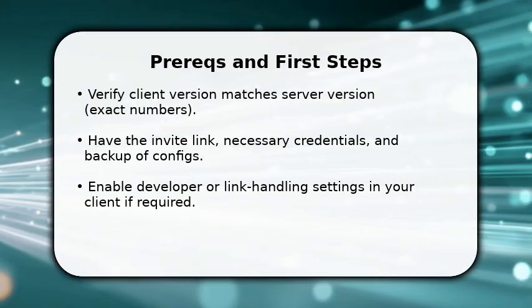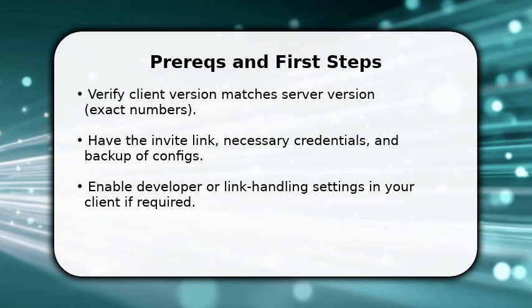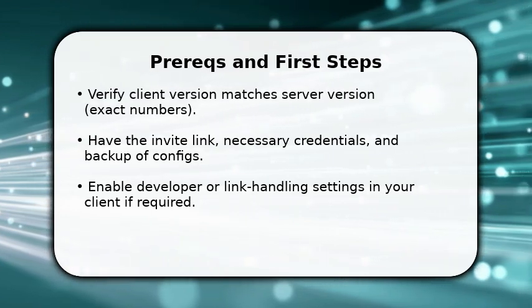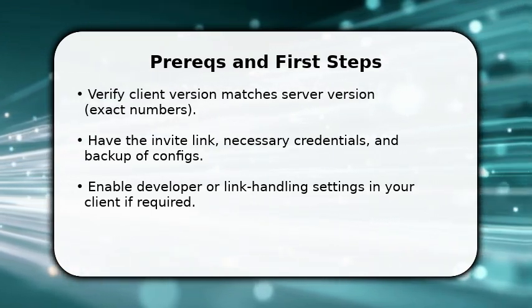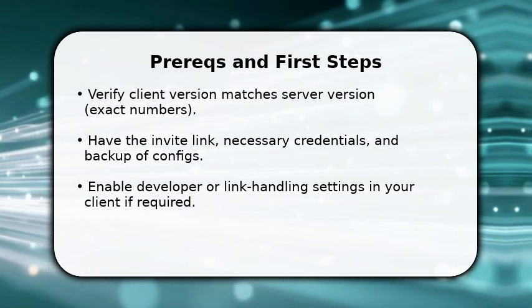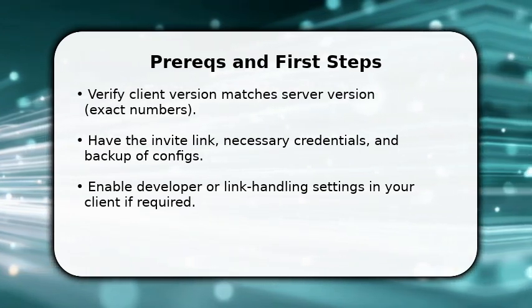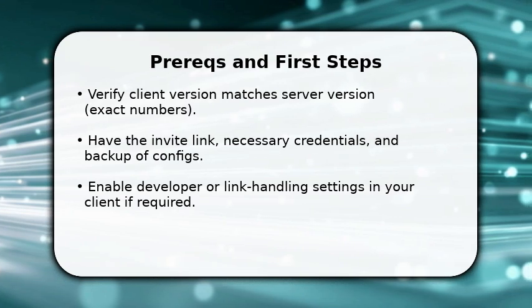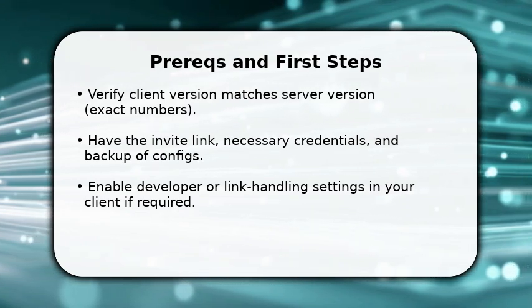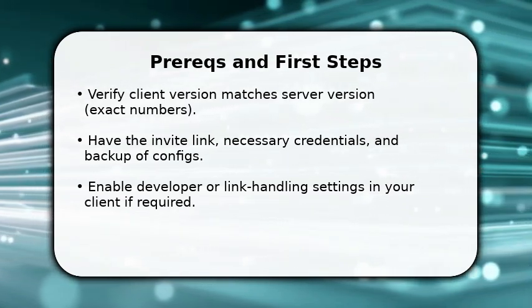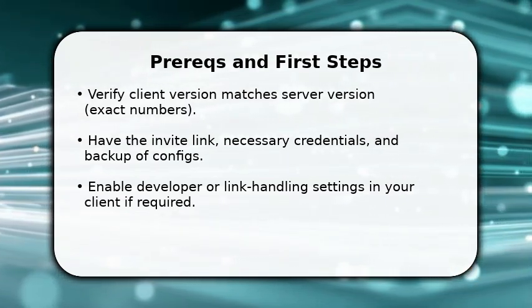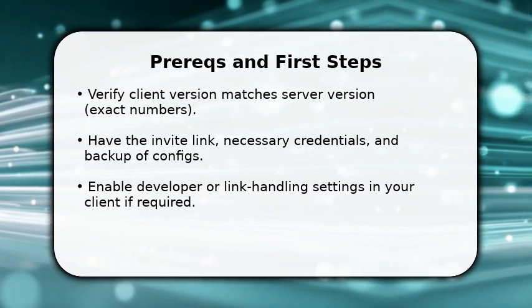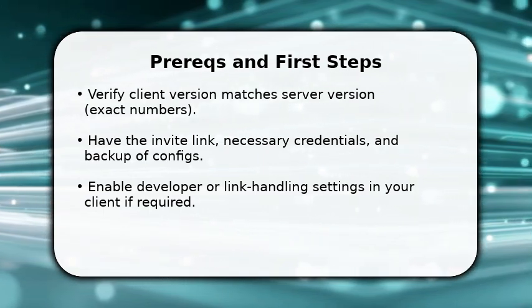You start by confirming prerequisites. Check that your client version exactly matches the private server version and gather the invite link and any password. Once done, back up current configs so you can revert if something breaks. Next, enable link handling or developer mode in the client settings so the link will be accepted. These first steps prevent version conflicts and lost data.